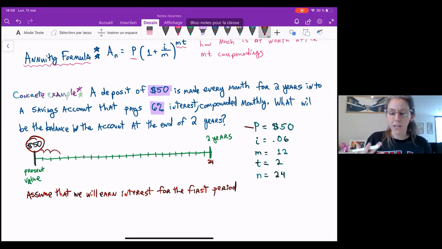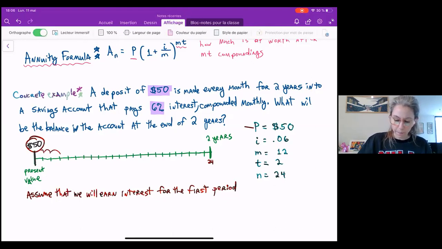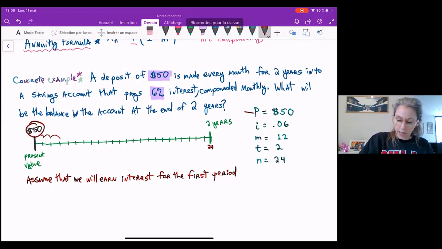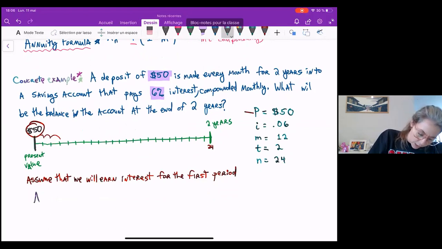So how much is the first $50 worth at the end of this 2 years? And the answer to this question is going to be, I'm going to call it A to start, and we'll change that in just a second. So we're going to say A is equal to P times the amount of interest that I'm earning. Actually I'm doing this in letters and not numbers. So this is going to be that $50 times 1 plus 0.06 over 12.